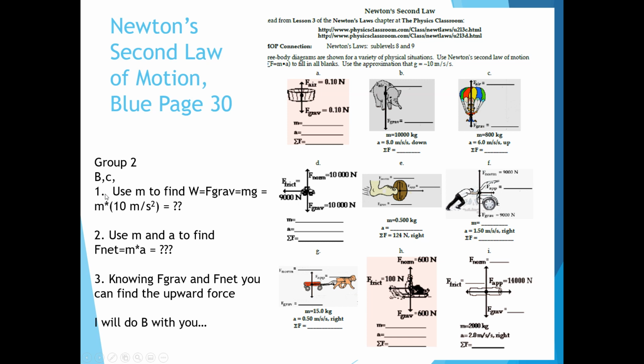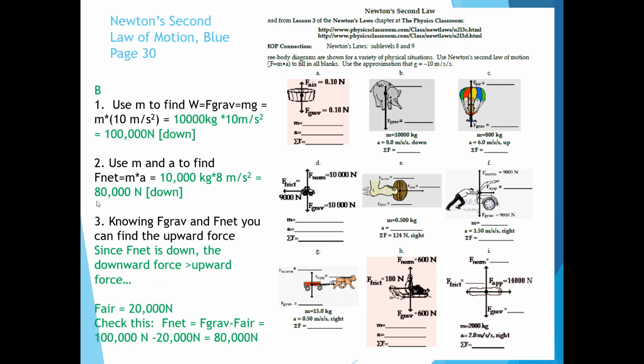So you can do steps 1 and 2 in either order since you already have both pieces of information. It does not matter which order you do them in. But I'm going to go ahead and walk through B with you just so you can see. So for letter B, when you find the weight, it is going to be this 10,000 kilograms times 10 meters per second squared, which is going to give us 100,000 newtons down for our force of gravity.